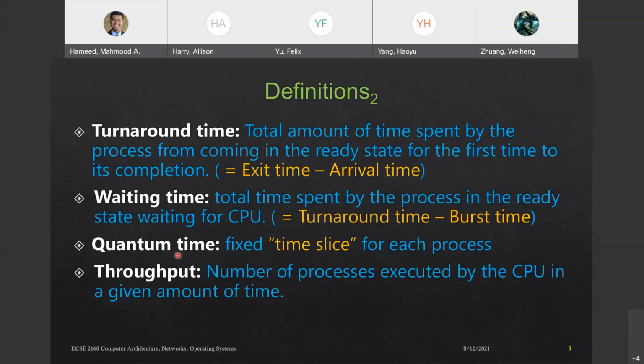Let's see, throughput. Throughput is the number of processes that get completed in a given amount of time. So you're trying to increase throughput, you're trying to decrease waiting time, you're trying to decrease turnaround time.